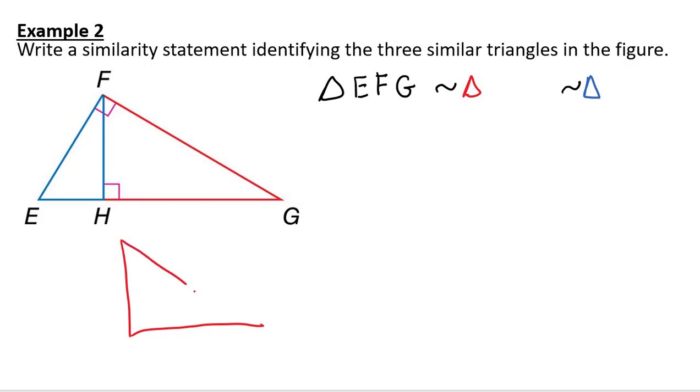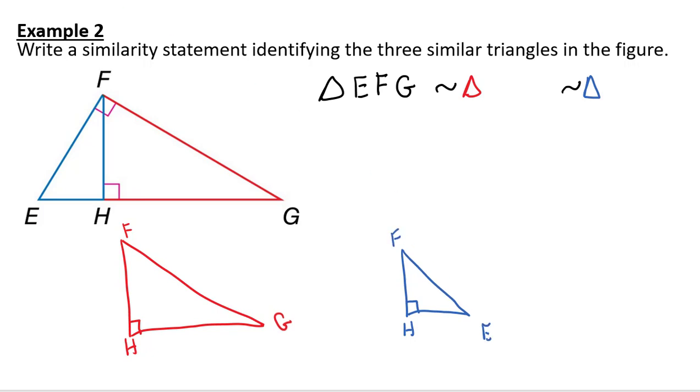I think it's always helpful to redraw it with my right angle. My right angle is there at H. And then I have F and I have G. And then we have the blue triangle. I'm going to draw another one. My right angle again is at H. And then I have E and I have F.